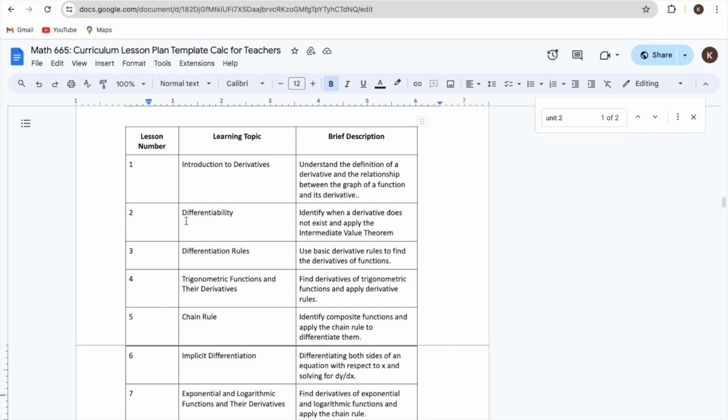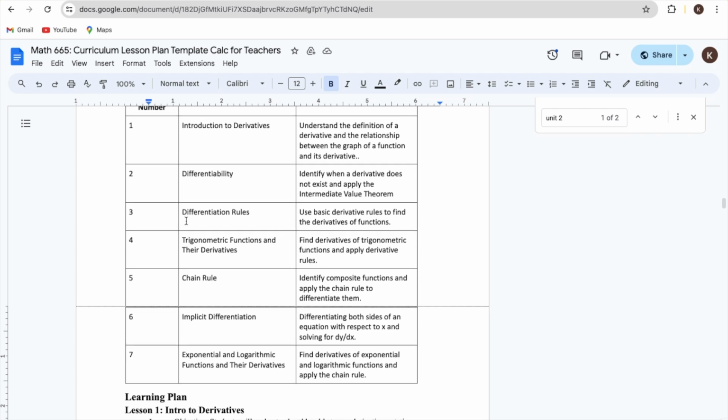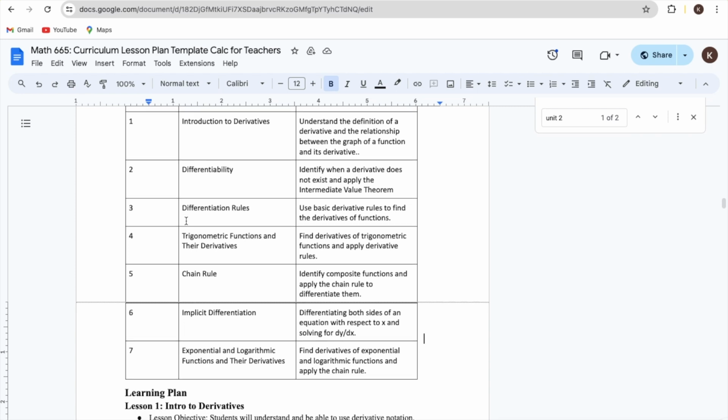Lesson 2 is differentiability. This is where you identify where derivatives don't exist and apply the intermediate value theorem. Lesson 3 is differentiation rules. These are your basic derivative rules, for example, product rule, power rule, quotient rule, among other rules as well. This is a larger lesson and will probably take quite a few more days than the other ones, just because there are so many rules packed into this lesson and they are very important to know going forward.